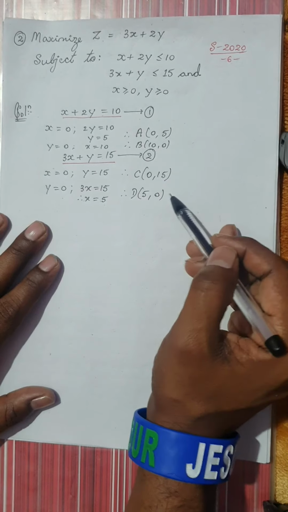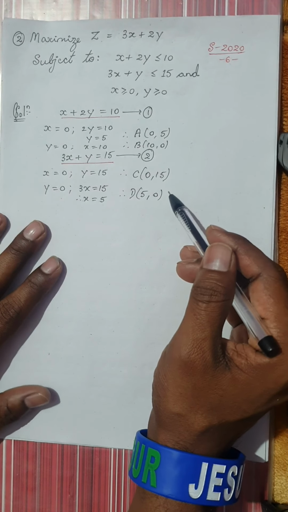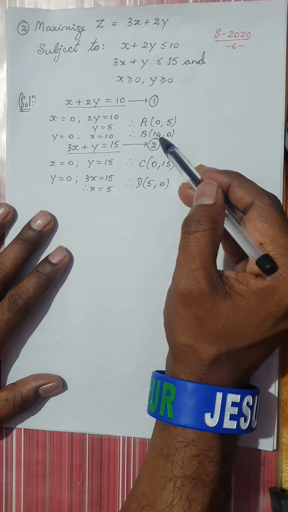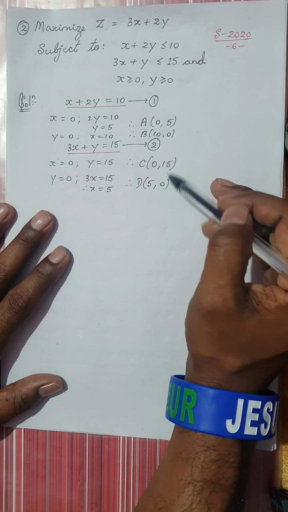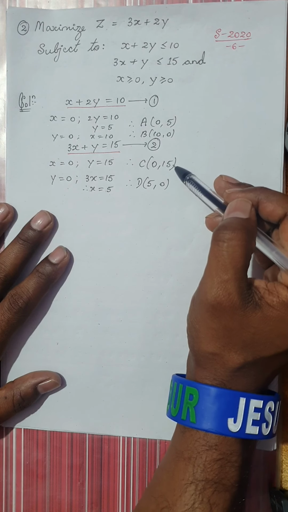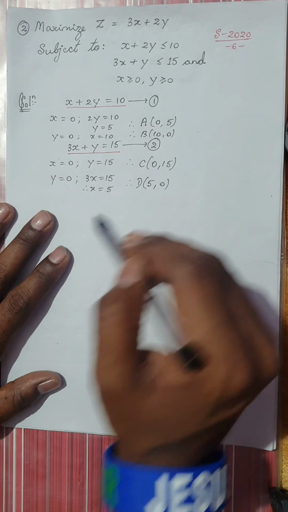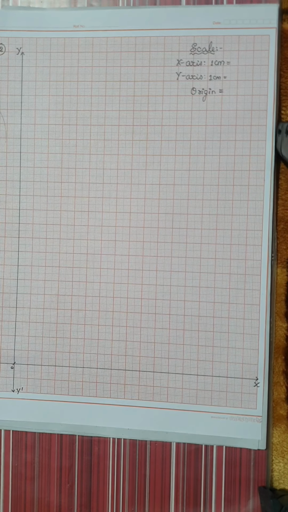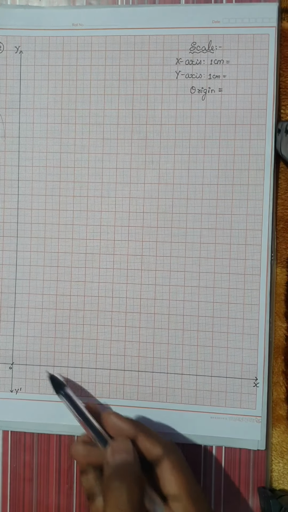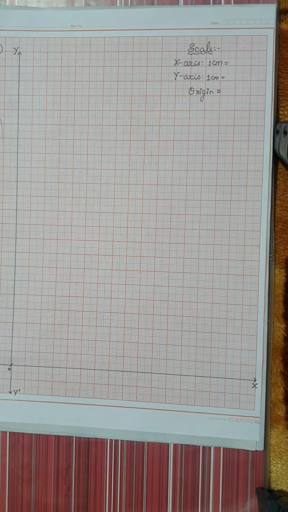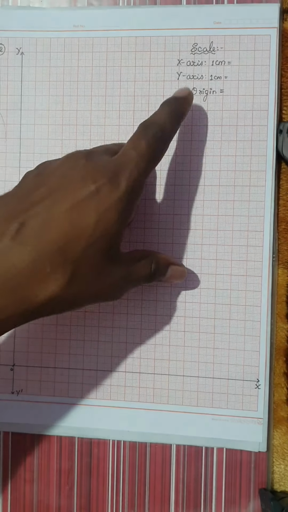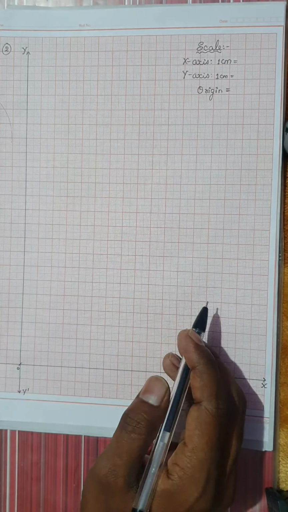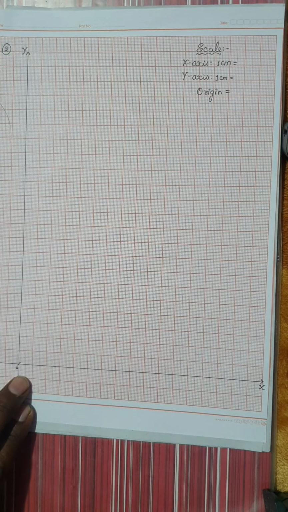Now that the points are ready, we will go to the graph and plot these points. Depending upon the scaling, the maximum value of x is 10 and the maximum value of y is 15. You might think of taking 1 unit for 1 centimeter. Now let's go on to the graph sheet. It's up to you to plot the x-axis and y-axis and the origin O. I've made the scale ready here. For the x-axis 1 centimeter equals 1 unit, and for the y-axis 1 centimeter equals 1 unit. The origin is 0 comma 0.